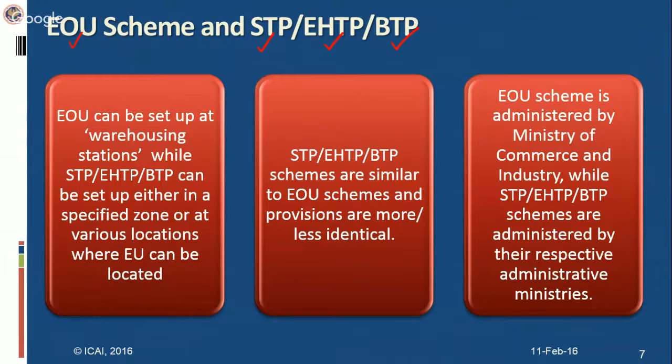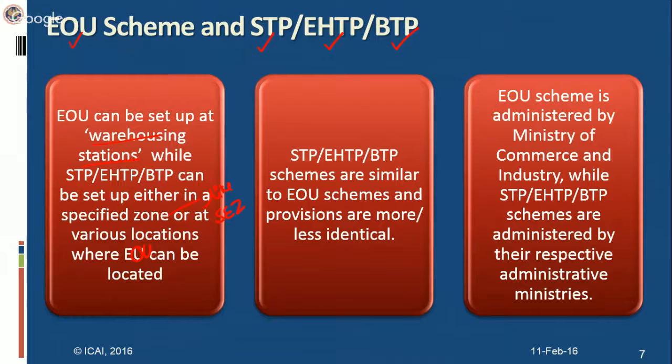Only thing is that EOU can be set up at warehousing stations, whereas STP, EHTP, and BTP can be set up at the places where EOU can be established, or at certain specified zones like SEZ, the special economic zones. So EHTP, STP, and BTP can be set up either at the SEZ or at the places where EOUs can be established.